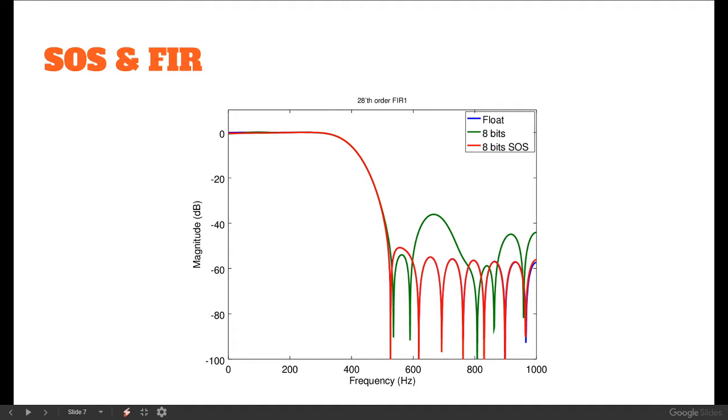Okay, and that's an example of that. We have the floating point again, 8-bit arithmetic with the direct form, and then we have 8-bit arithmetic but with second order systems. And practically the 8-bit arithmetic on second order systems had the same performance as the floating point in this example.